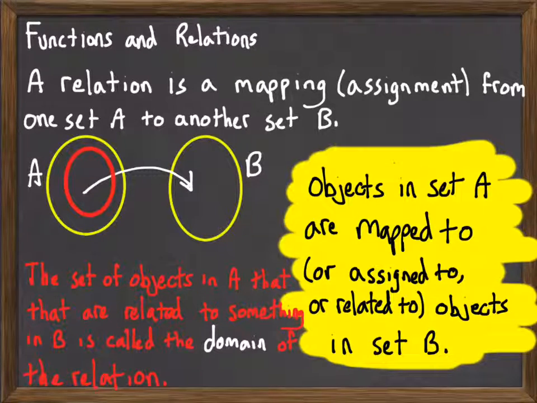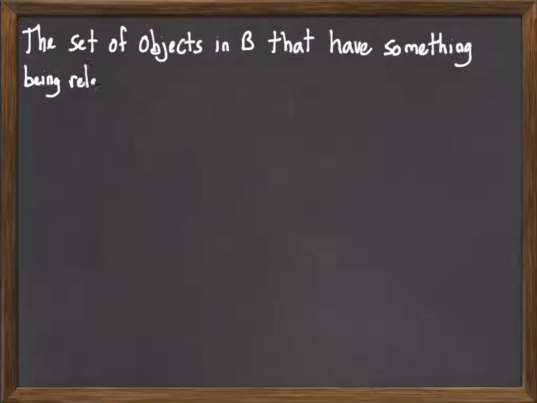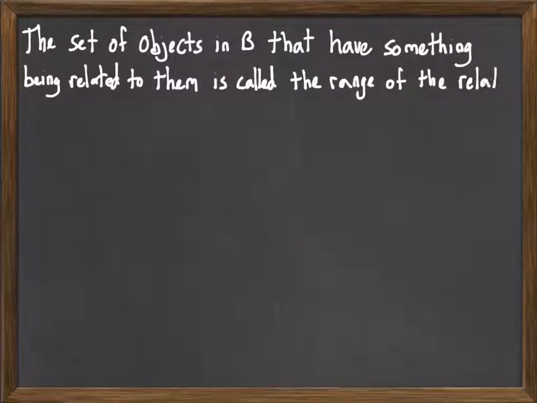So sometimes there'll be certain things in A that don't get related to anything. So then they're not part of the domain. But the things that do get related to stuff, that is part of the domain. Now, likewise, in set B, you'll have stuff that has things being mapped to them, and then you may have stuff that doesn't have anything being mapped to it. We define the set of objects in B that have something being related to them as the range of the relation.